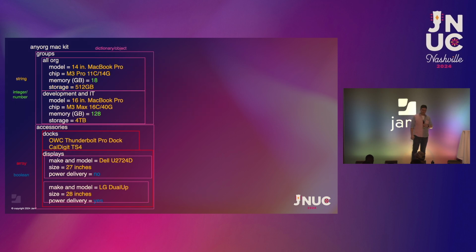So there's a pretty decent amount of data here, and these formats can get a little long. So what we're going to do is take a look at a smaller part of this data first. We're going to take our staff computer specifications, our any org mac kit, and we're going to turn it into XML, into PLIST, and into JSON.